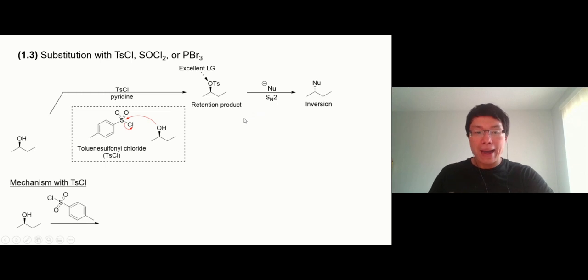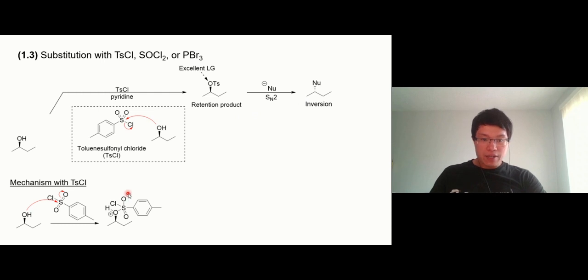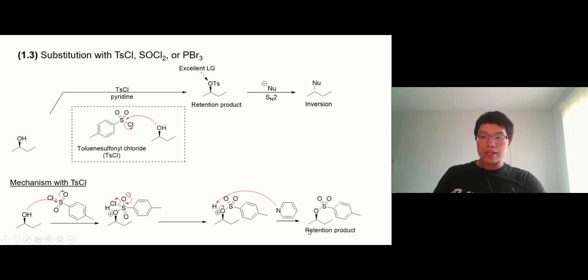All right, let's review the mechanism together one more time. So the alcohol attacks the sulfonyl group. Got a negative charge on here. From the double bond right here, chlorine comes out. All right, and this is a pretty good leaving group now. Now, watch right here. We add the pyridine, which will act as a base, and deprotonate that proton. You get the retention product. So from all the mechanism here, we haven't done an SN2 on the alpha carbon yet. The alpha carbon doesn't do any reaction here. We did reaction on the oxygen. All right, so retention product here. Add a new nucleophile, inversion.